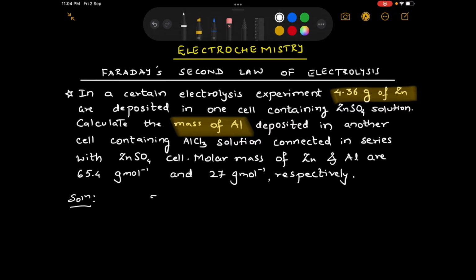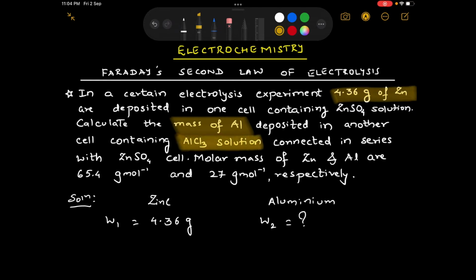So we are having zinc and aluminium. Let's denote the mass of zinc as W1, 4.36 grams, and the mass of aluminium as W2, which we have to find out. Now calculate the mass of aluminium deposited in another cell containing AlCl3 solution connected in series with zinc sulfate cell. Molar mass of zinc and aluminium are given 65.4 and 27 gram mole inverse respectively.